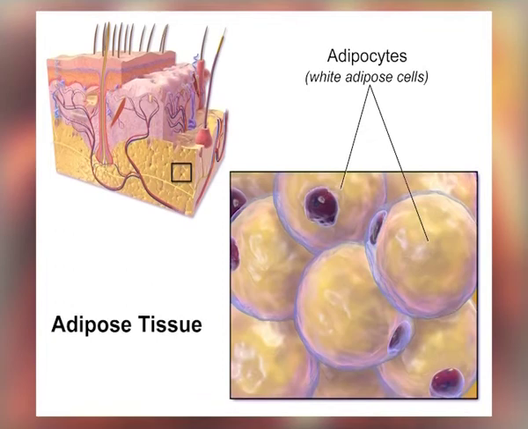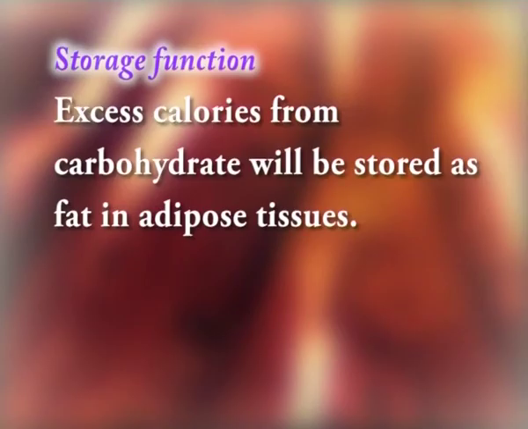Functions of carbohydrates as storage. Excess calories from carbohydrates will be stored as fat in adipose tissues. Depending on the body needs, the stored fat would be mobilized for energy purposes, for example, during illness, fasting, etc.